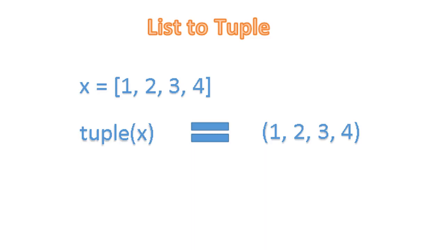Converting list to tuple. A list is the same as a tuple. The only difference is that tuple is immutable and list is mutable. So when a list is converted to tuple, the items become immutable.